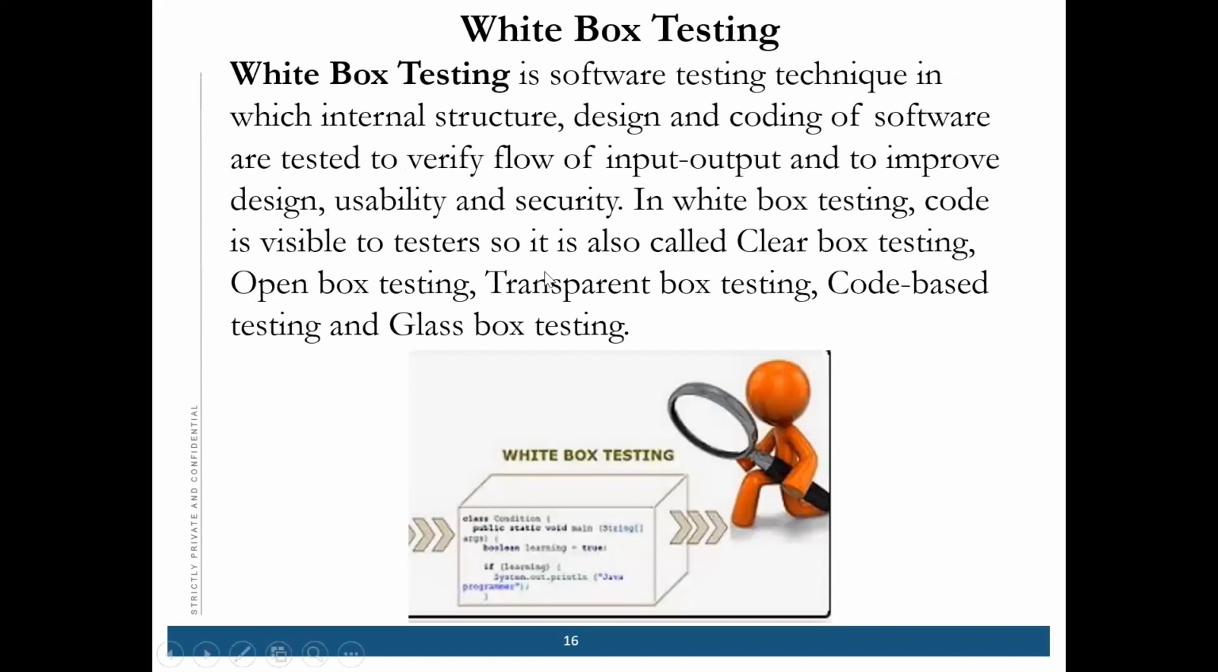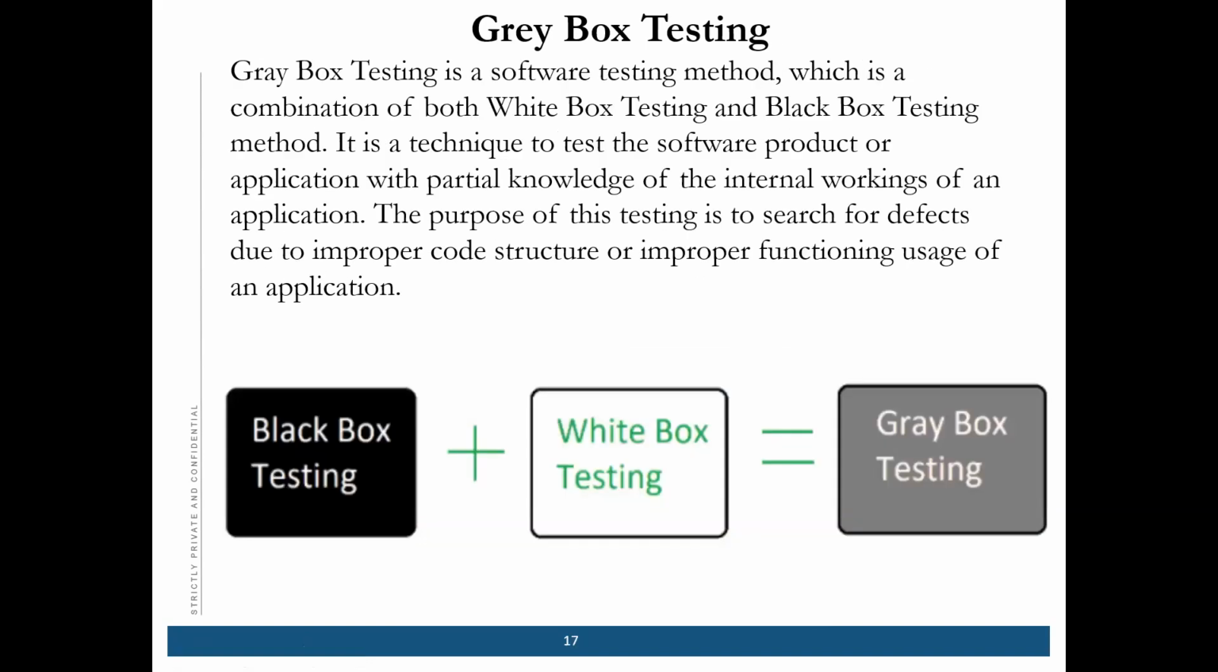White box testing is also called glass box testing, as the name suggests. When we do this type of testing, the internal coding is also taken care of, and that's why it is called white box testing. Gray box testing is the combination of both. You should have a partial knowledge of the internal working and a partial knowledge of the application also. Both combined are called gray box testing.